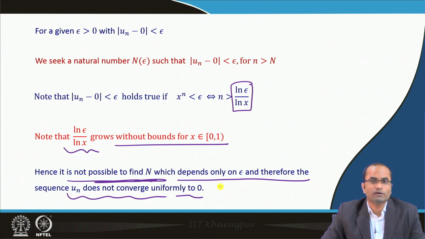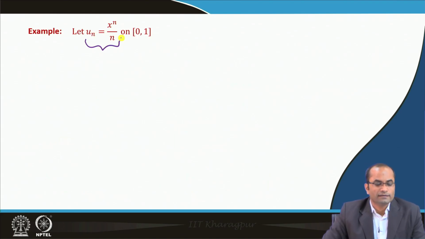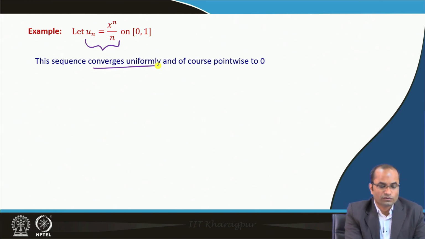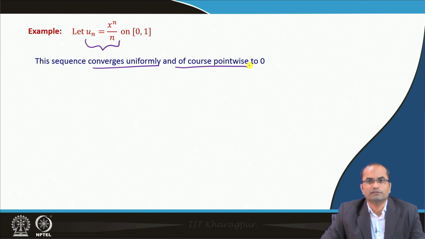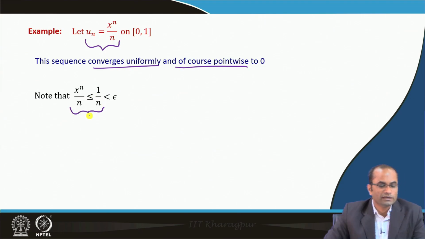We will quickly go through one more example where we consider, for example, u_n as x^n over n, and in that case this sequence converges uniformly to 0. This is what we will show now, and hence of course pointwise, because once we have uniform convergence, pointwise follows automatically. Here we should again consider that x^n over n is always less than or equal to 1 over n, and that is the key point where we can get a big N free from x and epsilon.